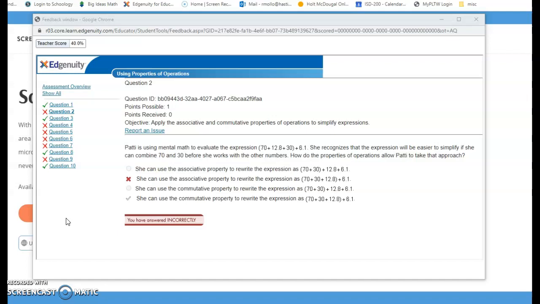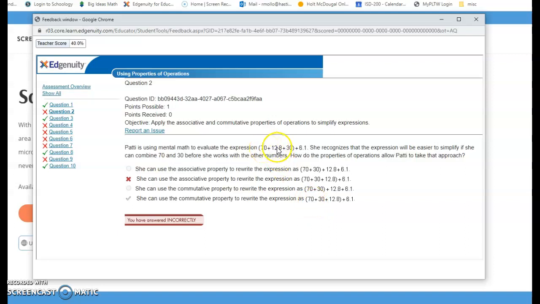Commutative and associative are kind of similar. So associative means we're changing what's in the parentheses, and commutative just means we're changing the order. So like here, this one is commutative, and it's the right answer because 70, 30, and 12.8 are still all in parentheses. Those numbers didn't change. They're in the parentheses in the problem. They're in parentheses in the answer. So since we didn't change the numbers in the parentheses, we just changed the order.